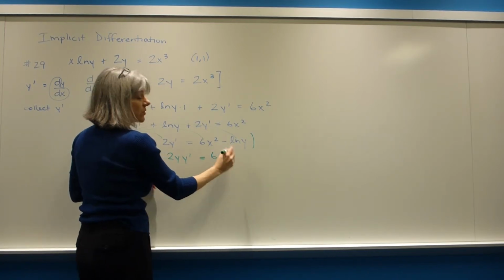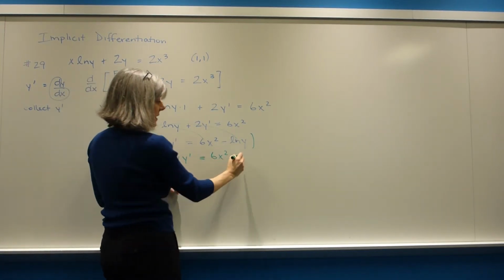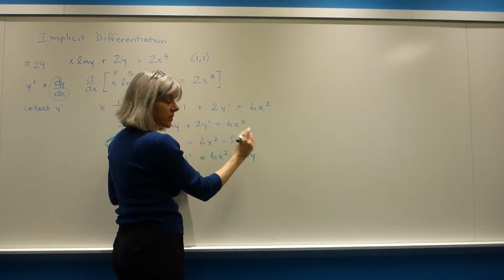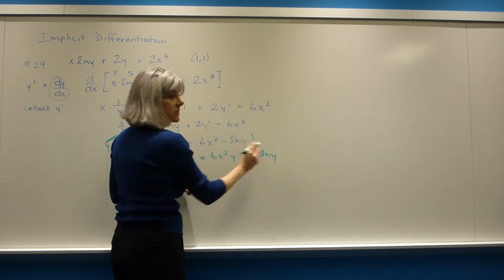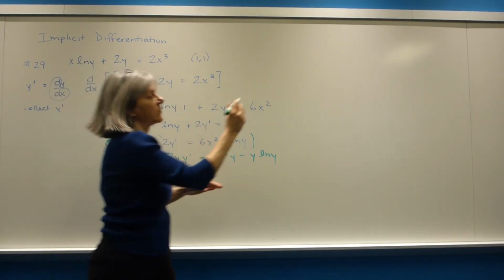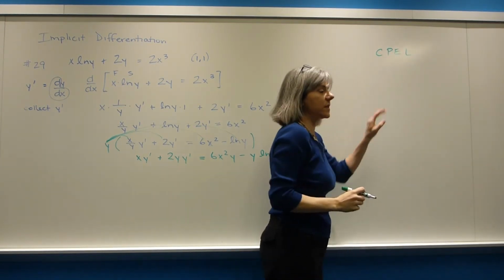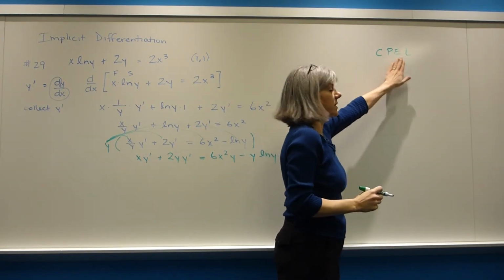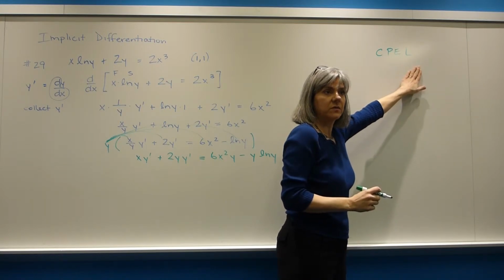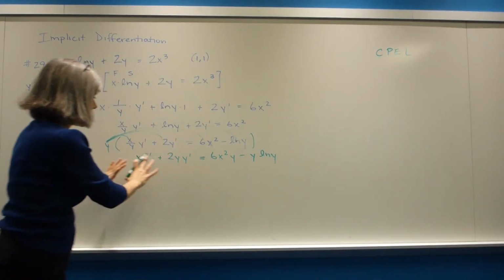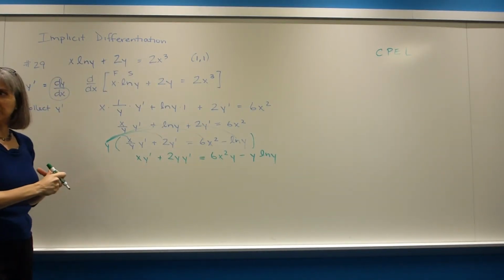6x squared y. We usually write x before y because we like to be alphabetical, and we always write polynomials before logs. And remember, we came up with that order, so that's the order you want to write things in: coefficients, polynomials, exponentials, logs. Okay, so now we're ready to factor out a y prime. It's a little bit easier to see.